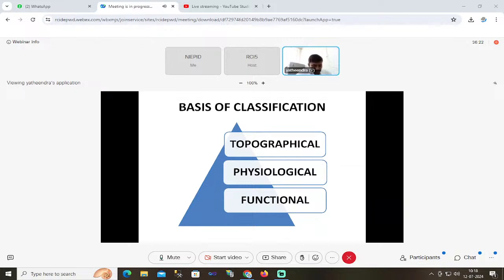So we need to see one of the important aspects when you are discussing CP, which is the classification of CP. On what categories is CP classified? Basically there are three categories: one is topographical presentation, physiological presentation, and functional presentation. We'll see each one.